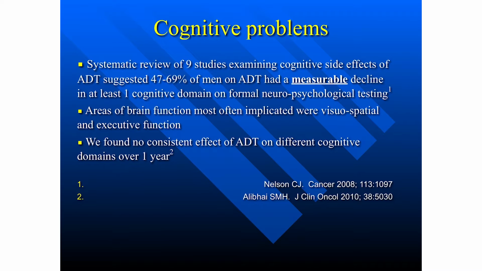The areas of the brain that were most commonly thought to be affected by ADT were visuospatial, in other words, 2-dimensional and 3-dimensional perception of the environment around you, rotating objects, depth perception, understanding spatial location, driving, those kinds of tasks, and executive function, which is higher order thinking, planning, deeper contemplation, and financial management, those kinds of areas. Significant impact on work, potentially, obviously, for men who are still working.